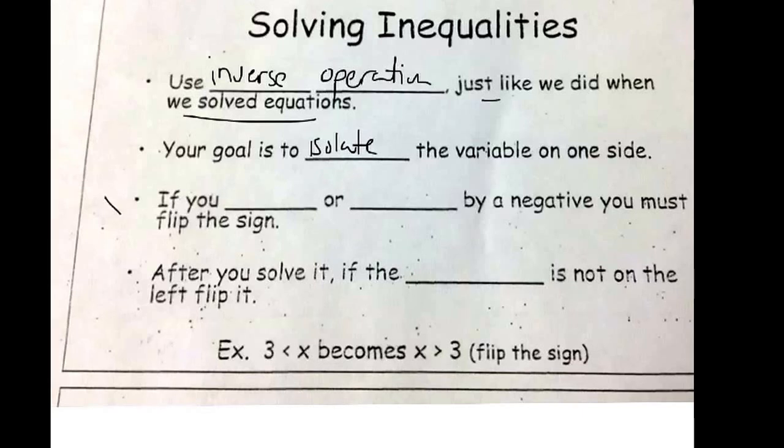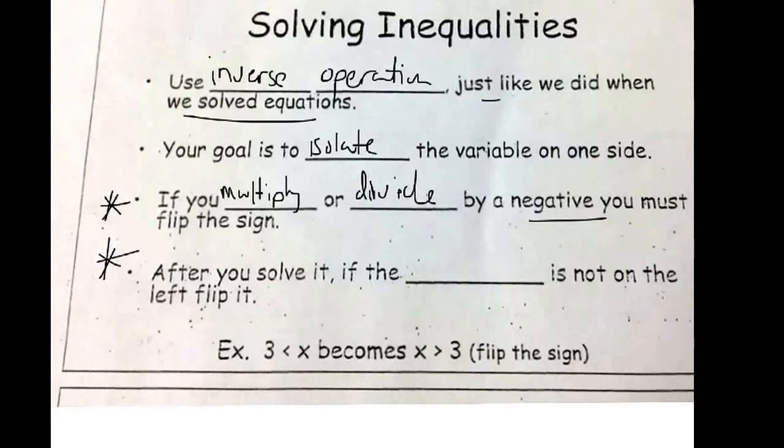These last two things are the only new changes. If you multiply or divide by a negative number, you must flip the sign. So if it was this, it switches to that. If it had the line under it, the line stays under it. So you have to flip the sign if you multiply or divide by a negative number. And we'll see some examples of that here in just a few minutes.